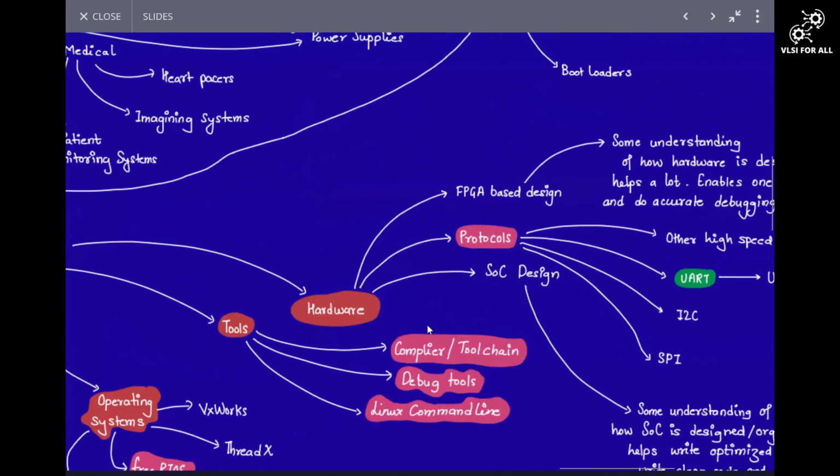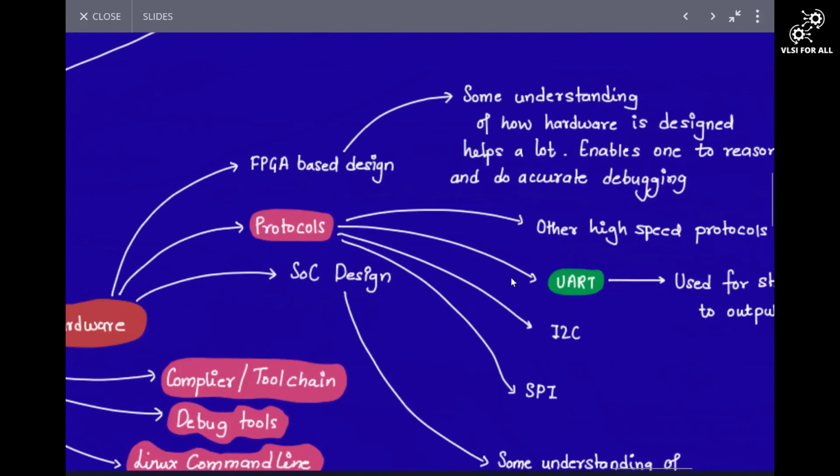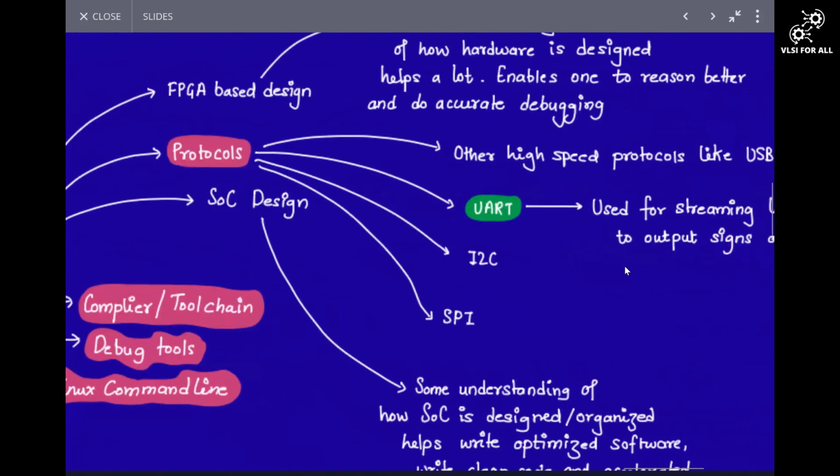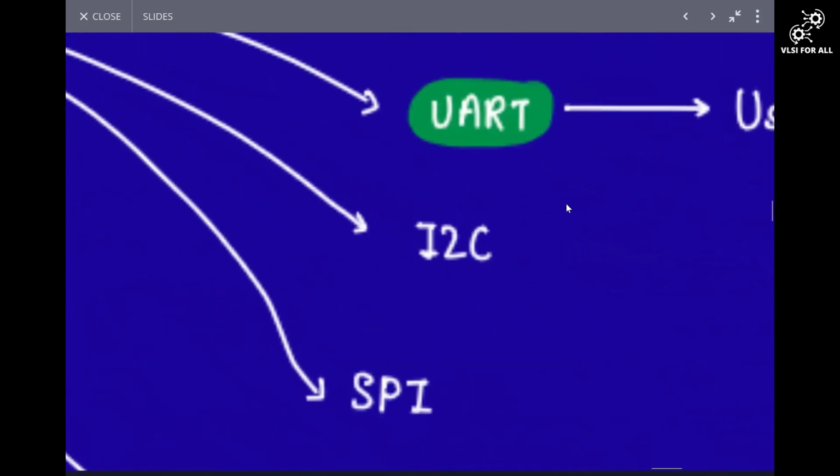Then come the protocols. Someone was mentioning protocols. These are all the protocols, right? Why do we need to know about these protocols as an embedded systems programmer? Can anyone respond?